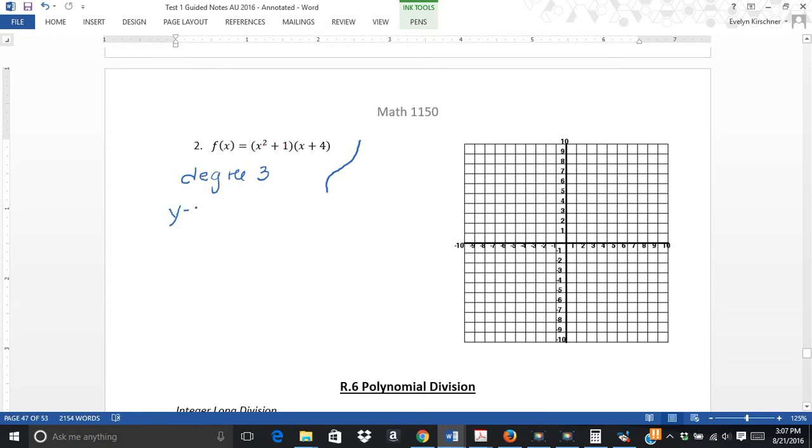Okay, I want to find my intercepts, so I'll look at my y-intercept. So when x is 0, I have x squared plus 1 times 0 plus 4, which is 4. So I have a y-intercept at 4.